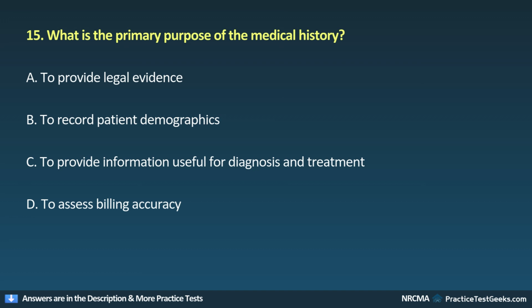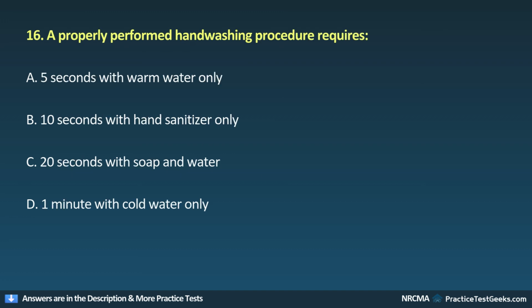15. What is the primary purpose of the medical history? A. To provide legal evidence. B. To record patient demographics. C. To provide information useful for diagnosis and treatment. D. To assess billing accuracy.